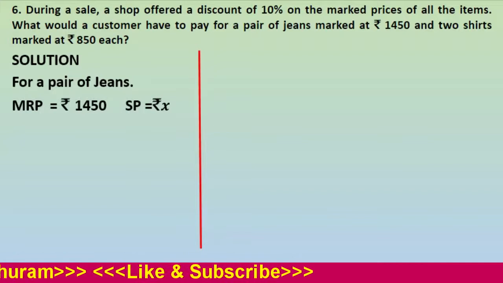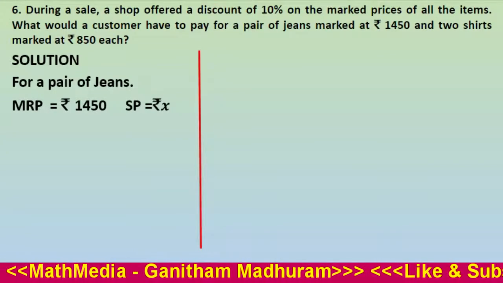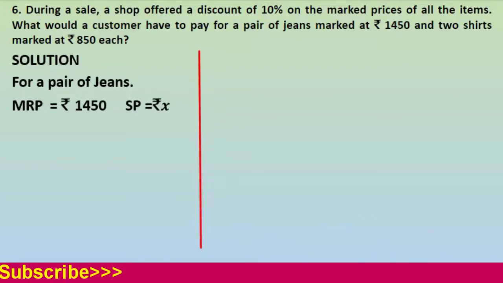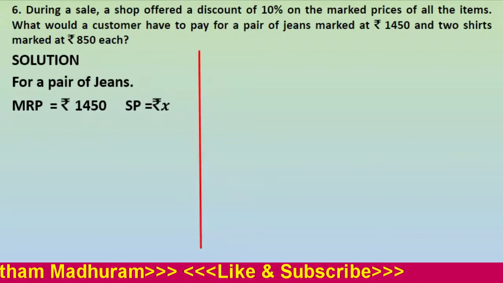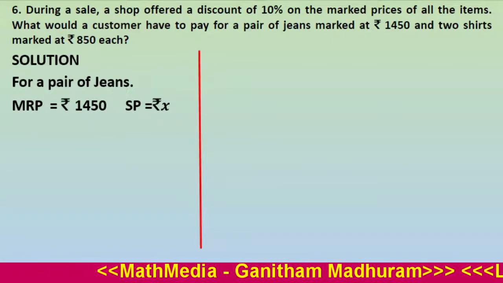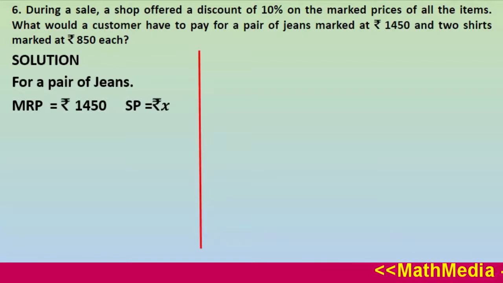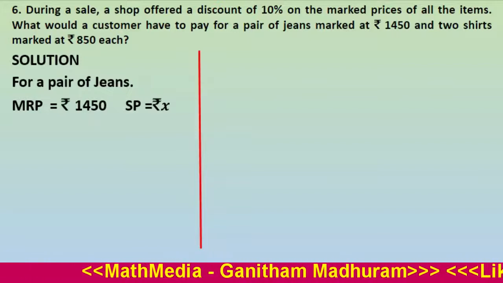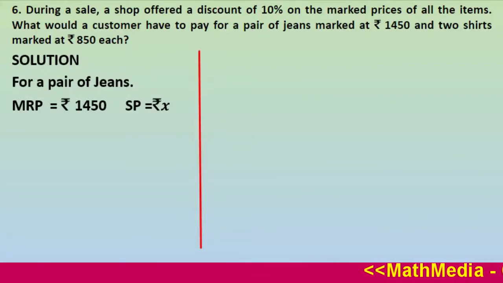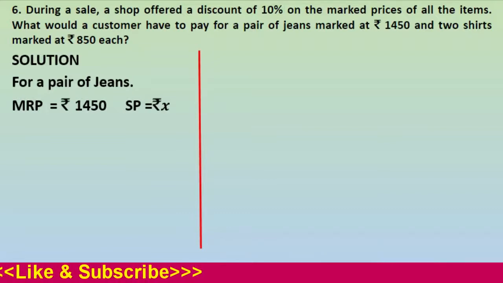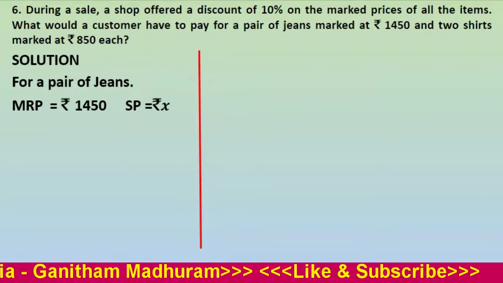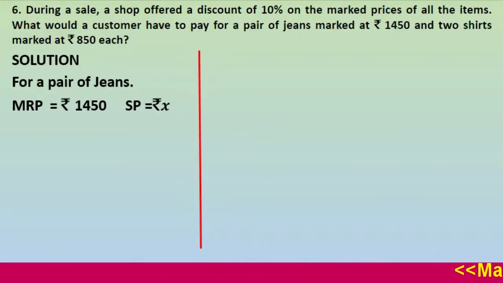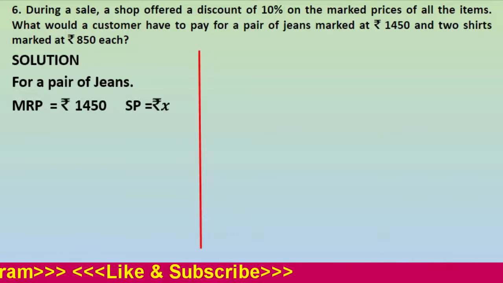So here discount is always based on marked price. Marked price is written as MRP. So for a pair of jeans, MRP is written rupees 1,450. We have to find how much the customer would have to pay, that means the selling price. After discount, what will be the selling price? That we don't know. So we take selling price equal to rupees X.